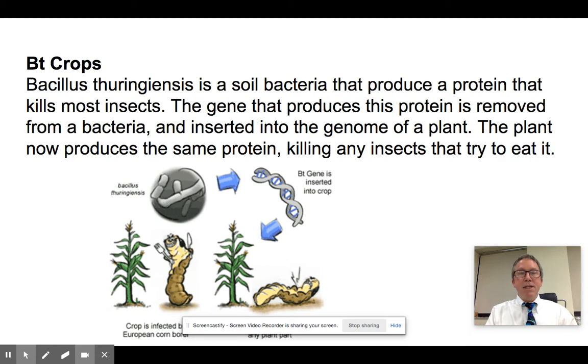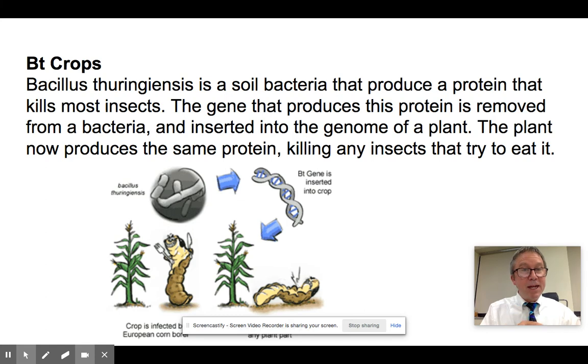Okay, one is called BT. So BT is Bacillus thuringiensis. Okay, it's a soil bacteria, and this soil bacteria makes a protein. This protein kills many larval insects. So when they're in that sort of caterpillary stage, we sometimes call them worms. Really, they're larval insects, and it's normally located in the soil.